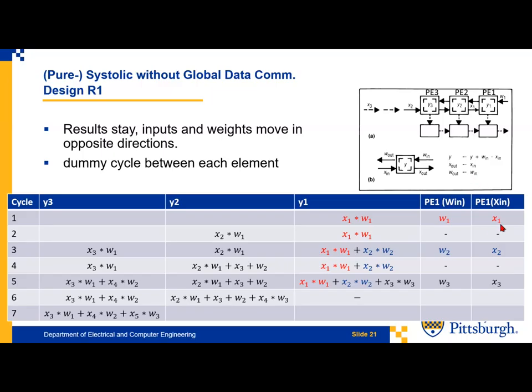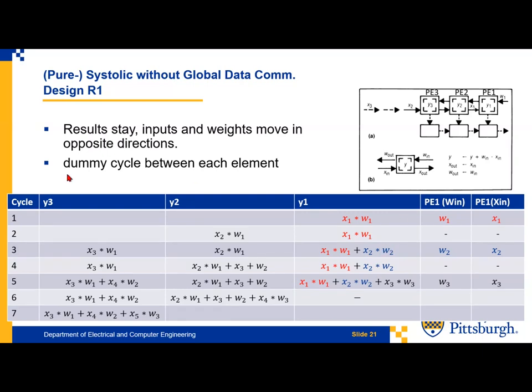So following the definition, Y1 will be W1 times X1. And at the third cycle, the results will accumulate on Y1, right? So at the third cycle, Y1 already has X1 times W1, and you will do X2 times W2 and accumulate the results on Y1. So at the 5th cycle, we get the first element output of the convolution results.